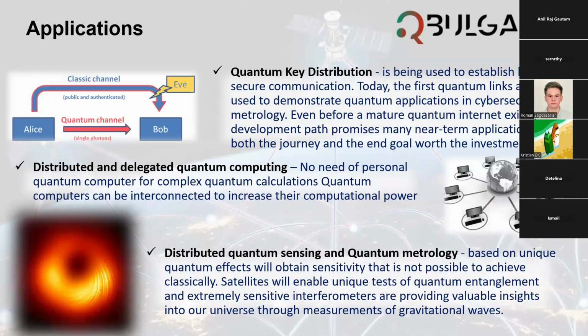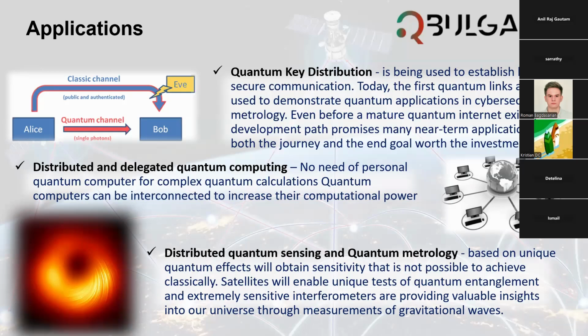We mentioned already future applications like quantum key distribution. It is to establish a key for secure communication. Actually, today, the first quantum links are being used to demonstrate quantum applications in cybersecurity and metrology. Even before a mature quantum internet exists, the development path promises many near-term applications, making both the journey and the end goal worth the investment. But also, there are a lot of other technologies that will take place when you have such an advanced communication network.